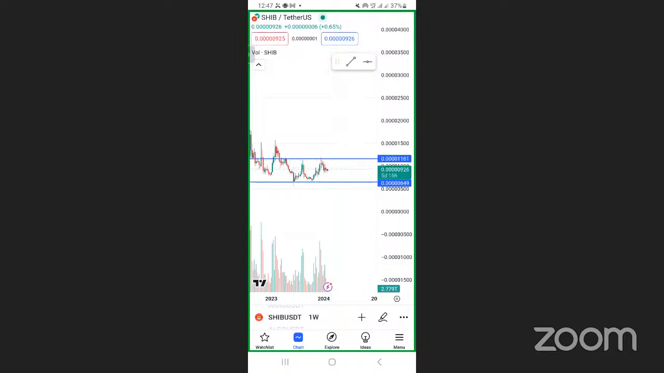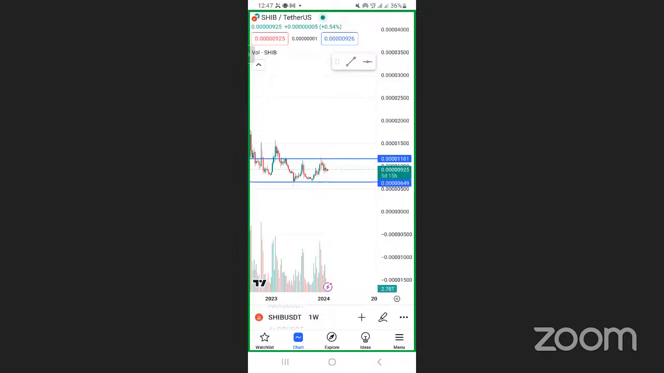So for this kind of market, enter at the range low and exit at the range high, depending on the time frame that you're trading. For this example, we are looking at a 1 week chart. So if someone is trading SHIB like this, they will be entering here at this price and exiting around this price. Let us see which percentage you'll be getting.